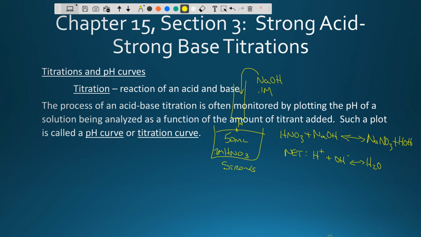So if I take a look at it in terms of this, and I want to know how much, stoichiometry-wise, if I have a 0.1 molar solution, that's 0.1 molar over 1 liter. And if I have 50 milliliters worth, that's 0.05 liters worth. And so I would need to have 0.005 liters if I was going to neutralize that. Basically, that's how much I'm going to have to add in. So that's the concept behind all of this.